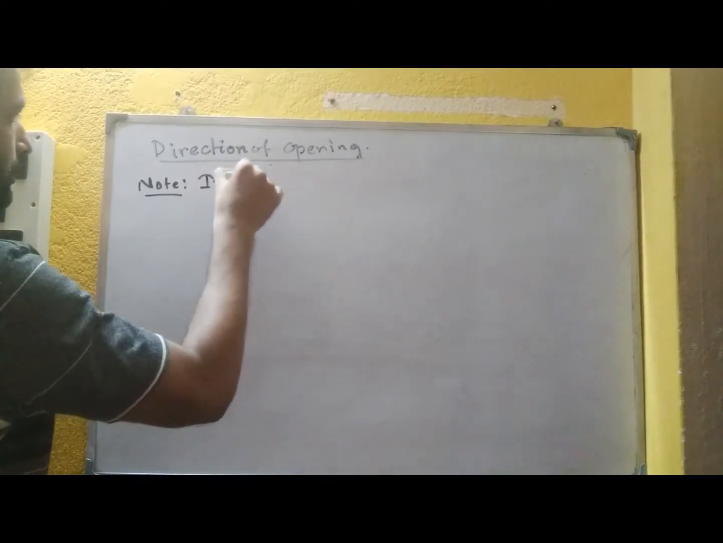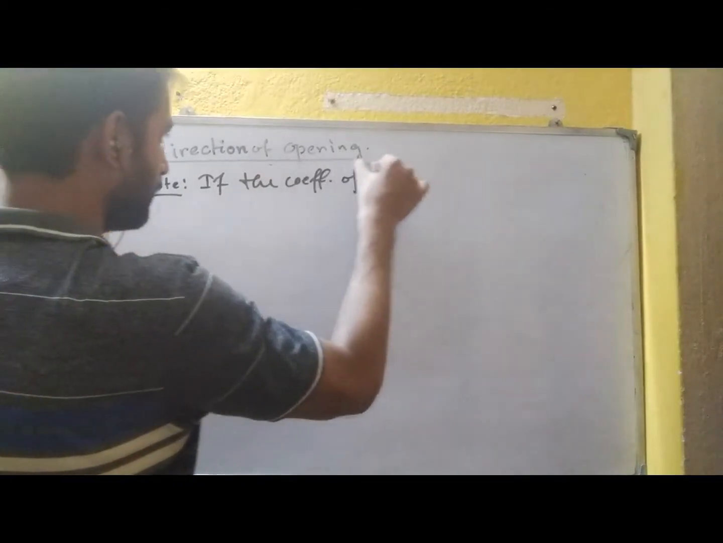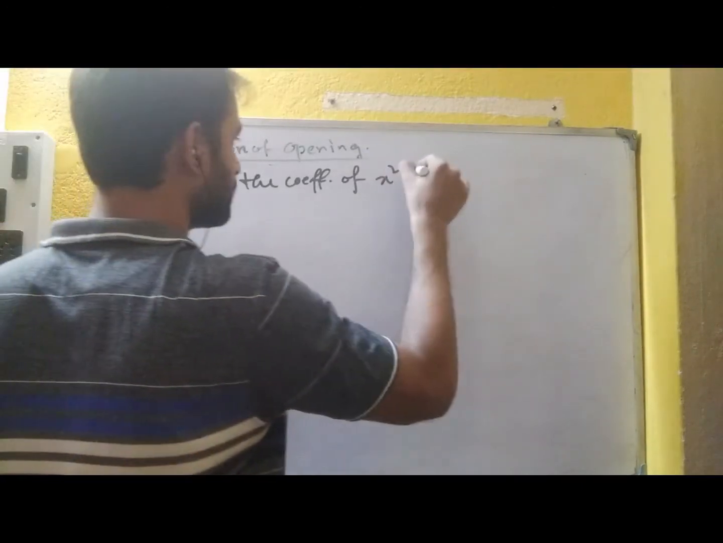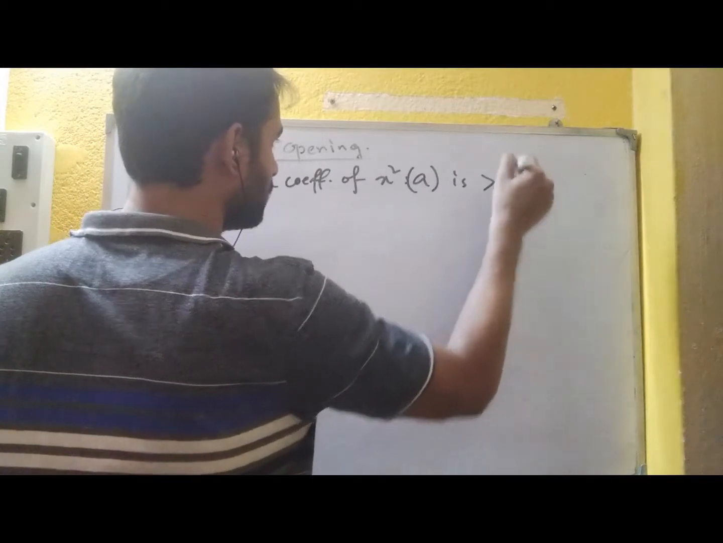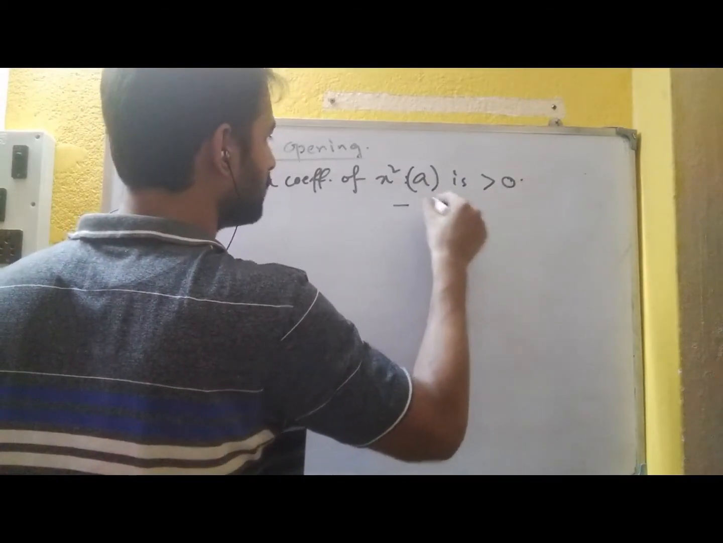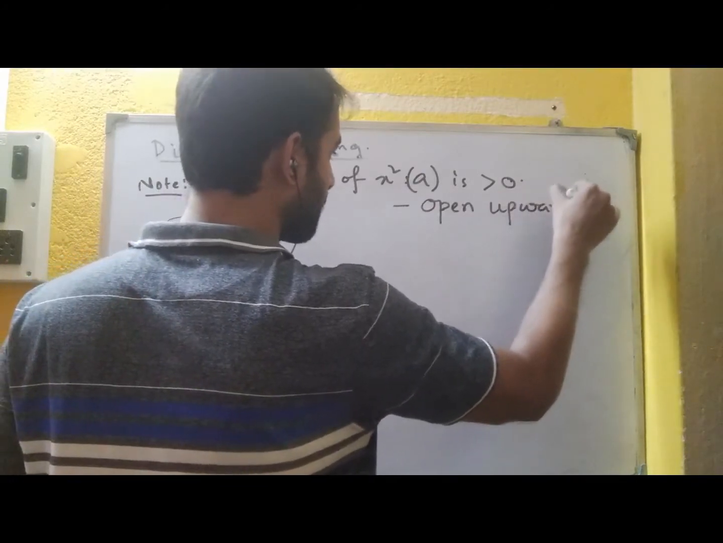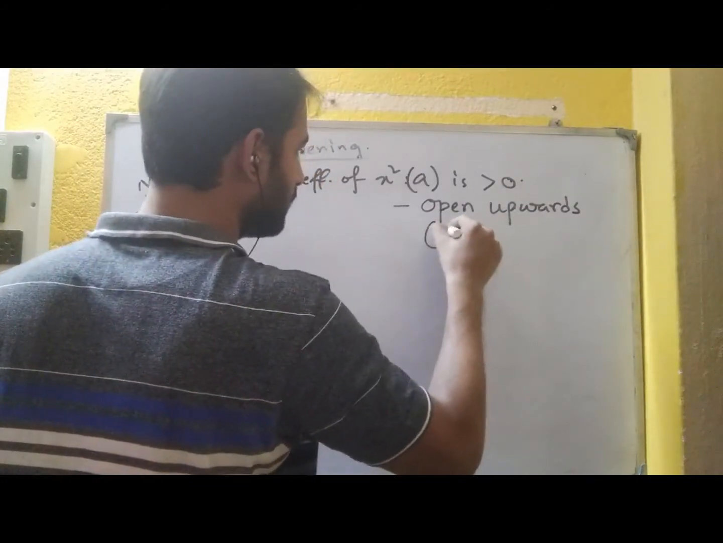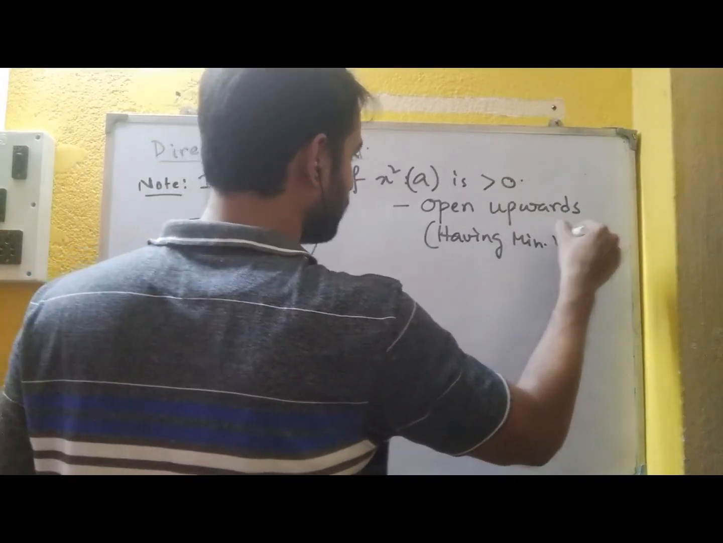If the coefficient of x square, that is a, is positive, the graph opens upwards, or you can say it has a minimum value.